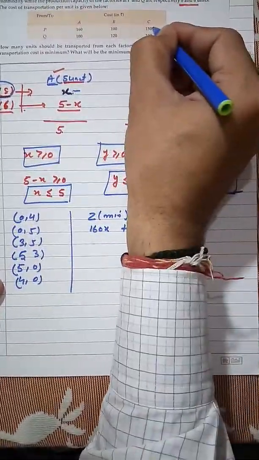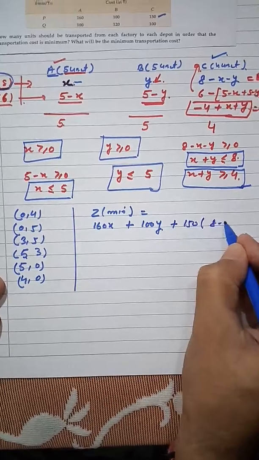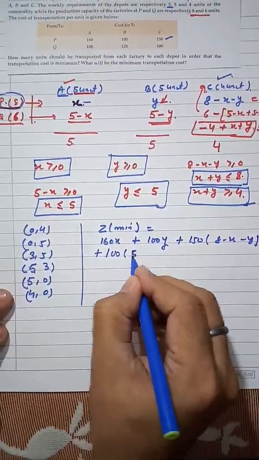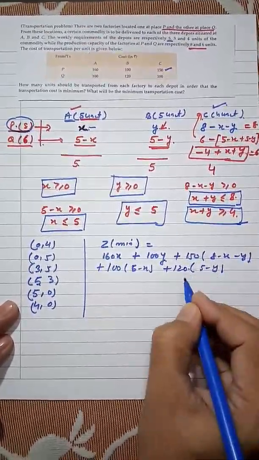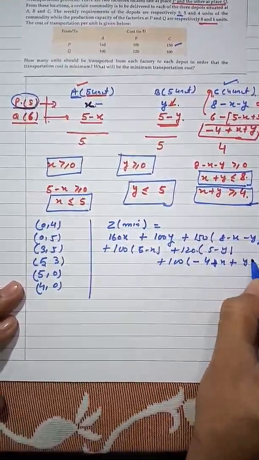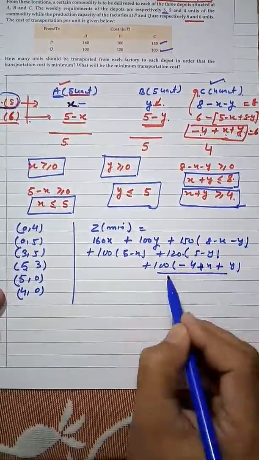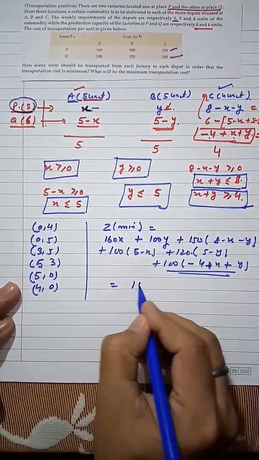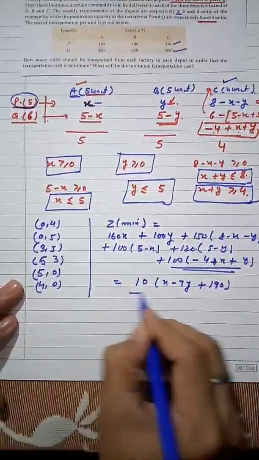Similarly, how much is this one? That is 150 times 8 minus X minus Y. Similarly plus 100 times 5 minus X, plus 120 times 5 minus Y, plus 100 times minus 4 plus X plus Y. So finally when you solve this, you will get 10X minus 7Y plus 1900. This is your objective function.